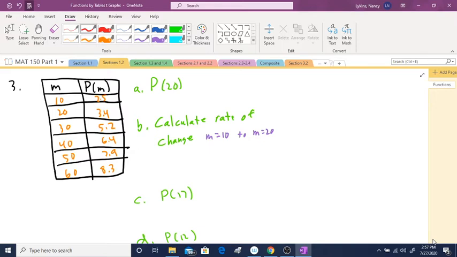Okay, now I'm giving you another type of table. This time the patterns are a little bit different. Okay, so what is P of 20? Well, P of 20 means what's my M value at 20? Well, in this case, it is 3.4.